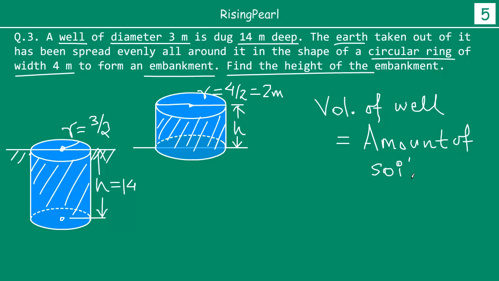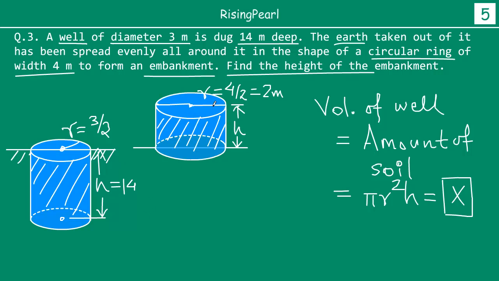And then, so the amount of soil, we can find out the volume of this well, which is pi r square h. We know r, we know h, so we can find out this value. So let's say this value is x. So the amount of soil that came out is x. Now in this new embankment that got formed, the amount of soil must be the same as the amount of soil that came out from here, because we used this soil to make this embankment. So the volume of this embankment must be equal to the amount of soil that came out from here.